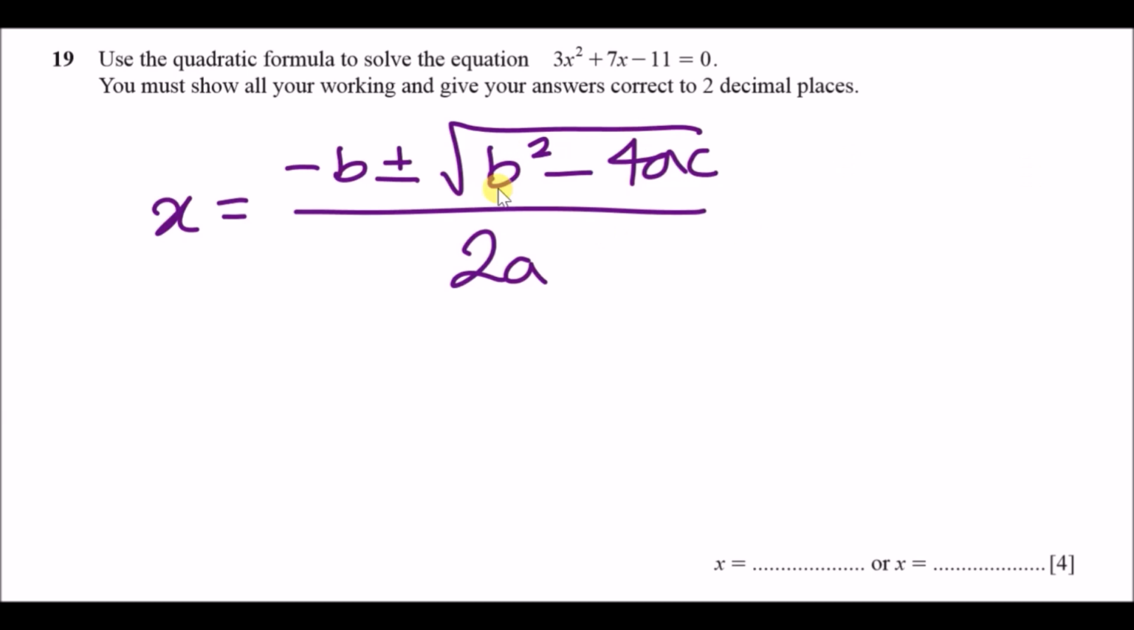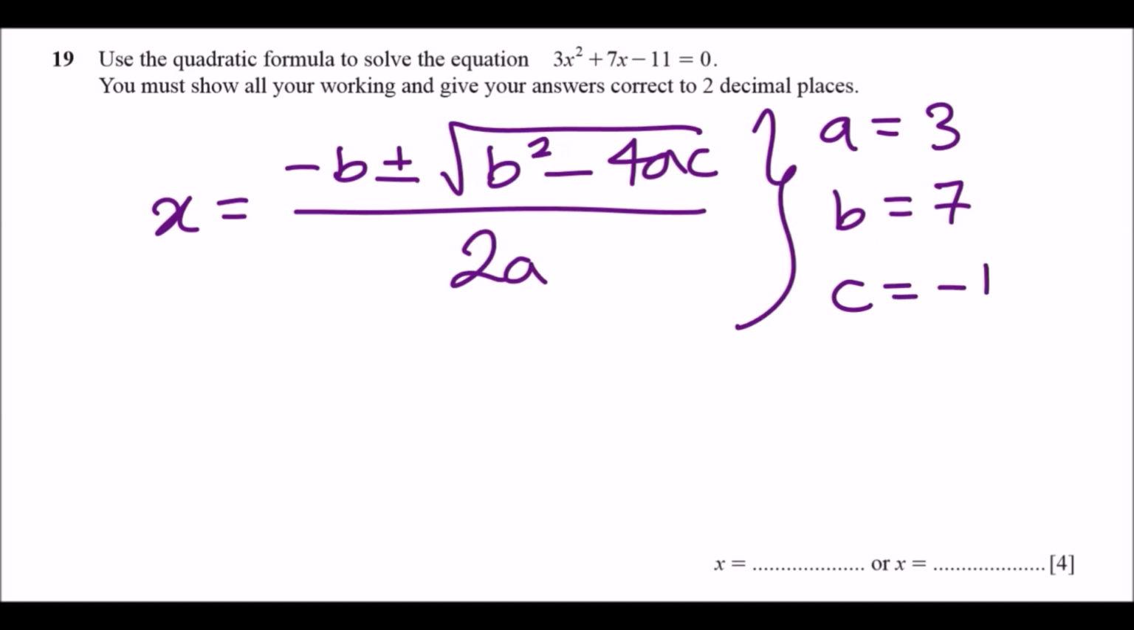Now, a, b, and c represent the values in front of every single term, like 3x squared, 7x, and minus 11. So we say that the coefficient a, which is the value in front of the x squared, is 3. b is the value in front of the x, which is 7, and c is the last term, which is minus 11. Now all you want to do, guys, is just substitute these values into this quadratic formula.